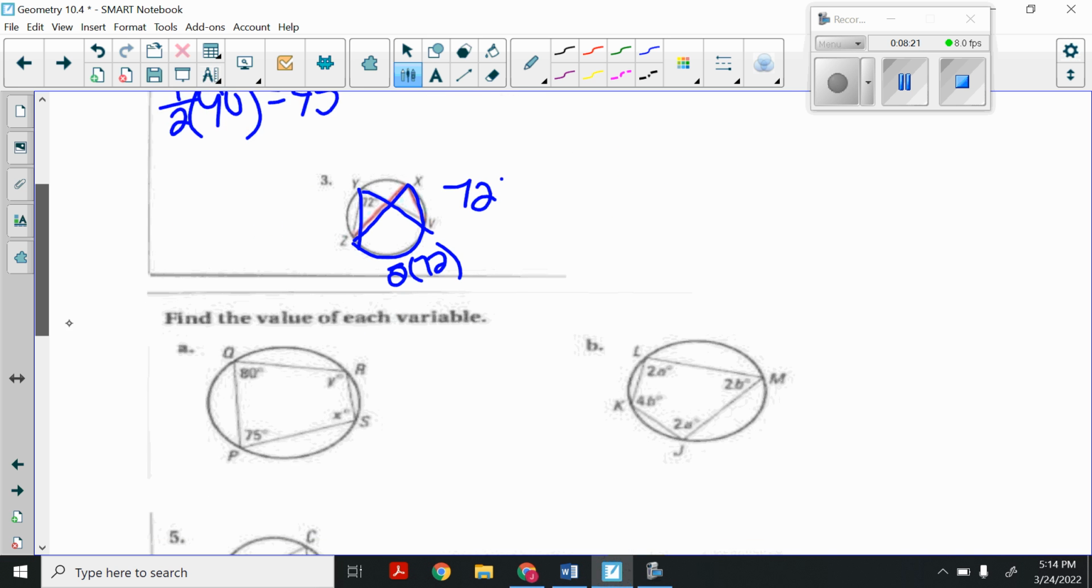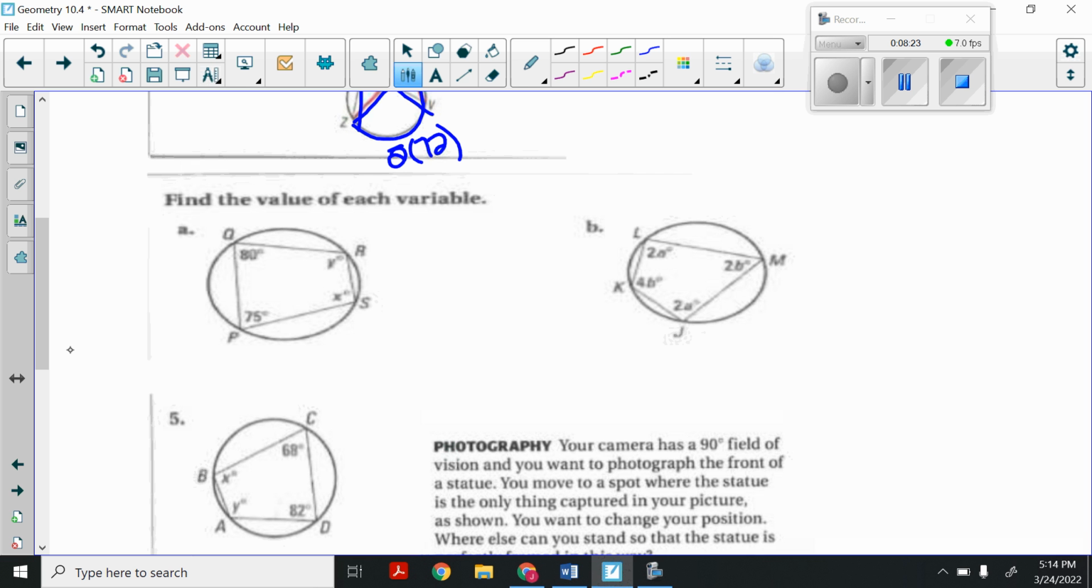So now we're going to look at some inscribed polygons. Find the value of each variable. So I have x and y over here. Q, R, S, and P, all those points are on the circle, so I know it's inscribed. So that means my opposite angles have to be supplementary.